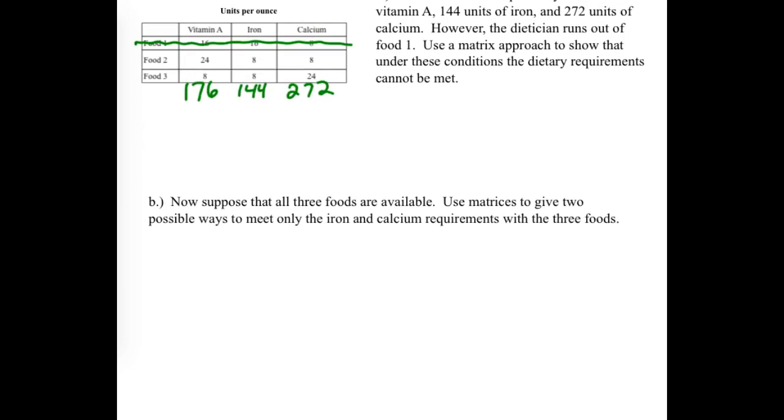All right, so we're going to create 3 different equations, one for each of our types of nutrients. The vitamin A, again, we're looking at this column, but we can't use food 1. I'm going to call these X, Y, and Z.